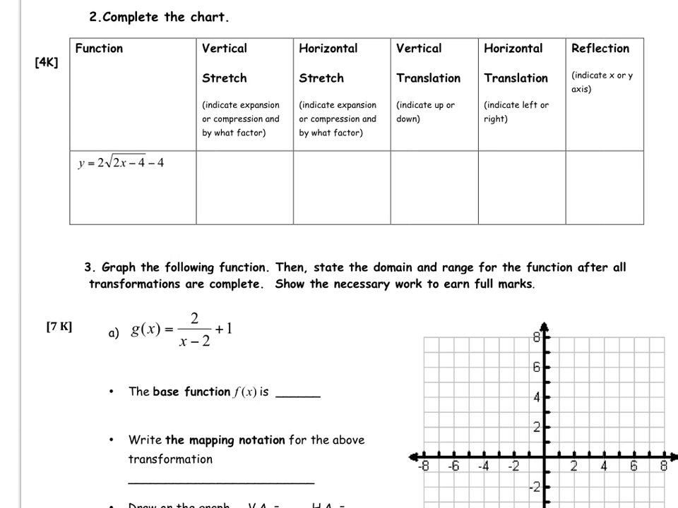The next question is about completing a chart. Our function is y equals the square root of 2x minus 4, minus 4 again. I can rewrite this one as 2 square root of 2 times x minus 2, and then a minus 4 outside the square root. Now looking at this one, you can see that our a is 2, our b is 2. So let me write it. A is 2, b is 2, h is 2, and k is negative 4.